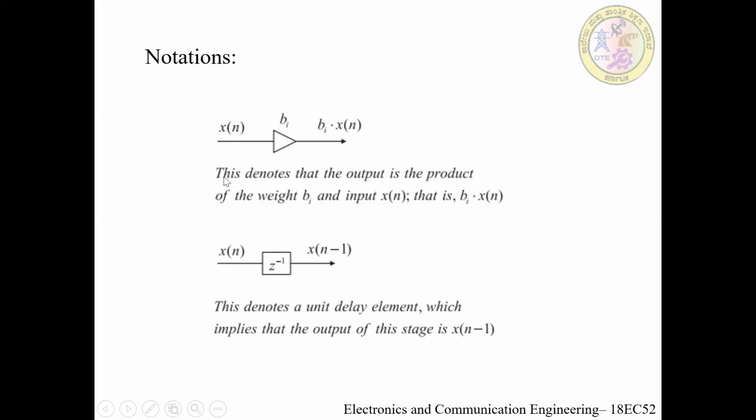Okay. Next, an important notation we will be using for realization purposes is a delay unit. The delay element is represented with z to the power minus 1. So the input to this will be our x of n and the output will be a unit delay of the input taken, that is x of n minus 1. Whatever signal you apply here, you will obtain a unit delay of this particular input. So this denotes a unit delay element, which implies that the output of this stage is x of n minus 1.